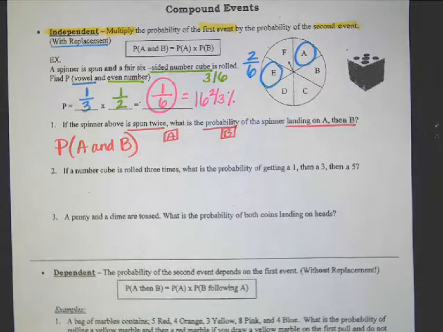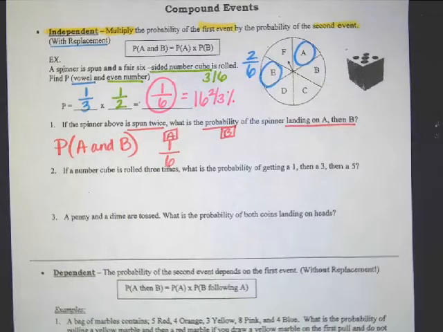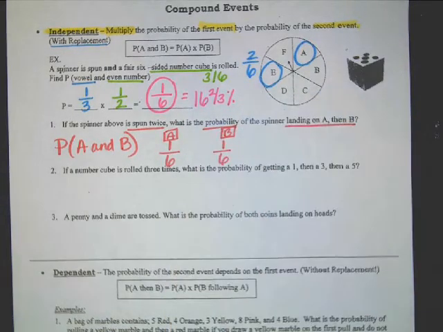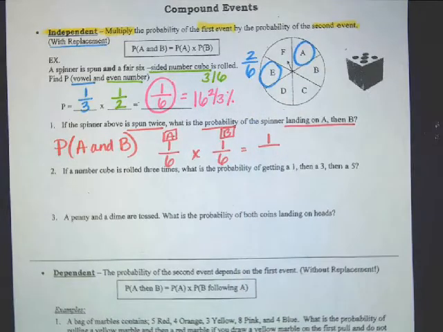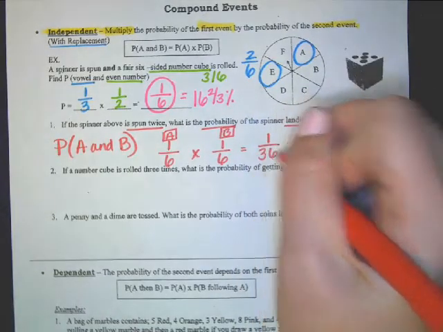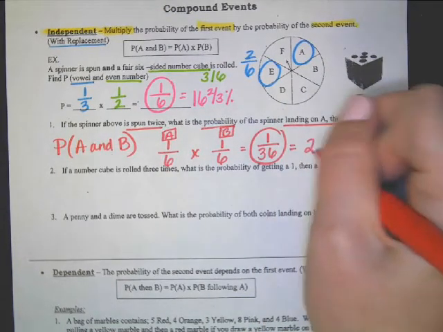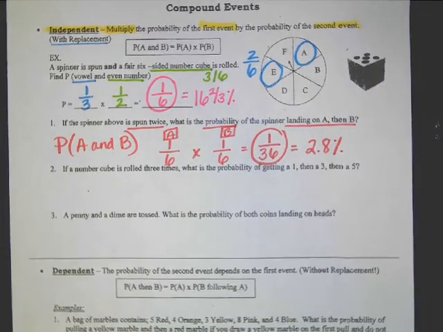Looking at the spinner, A only appears 1 out of the 6 possible choices, and B also appears only once out of the 6 possible choices. Because these are two separate independent events, I'm going to multiply each of these probabilities. 1/6 times 1/6 gives me 1 times 1 is 1, and 6 times 6 is 36. 1 out of 36, written as a percent, is about 2.8% chance. Again, this is very unlikely to occur.